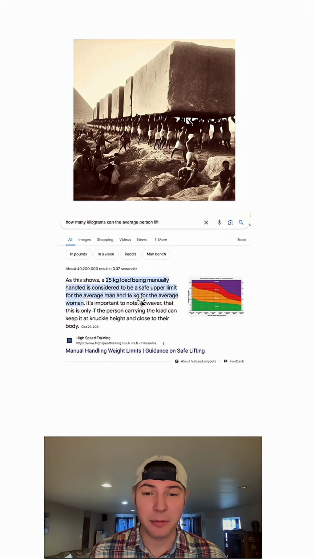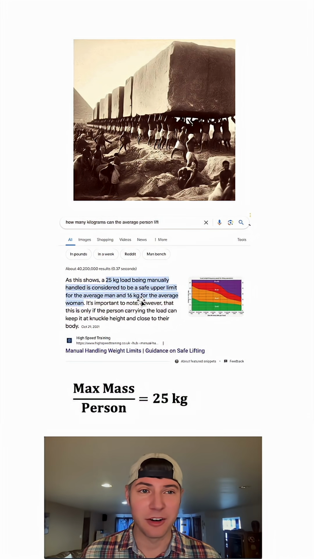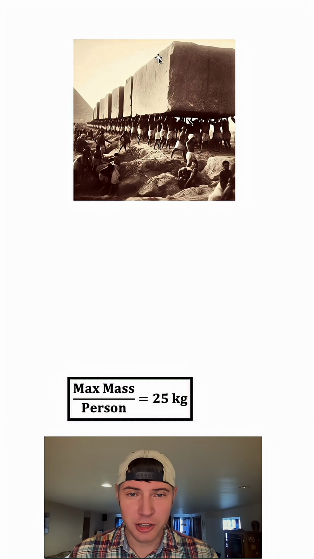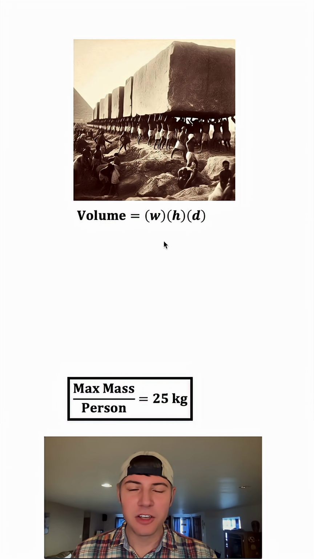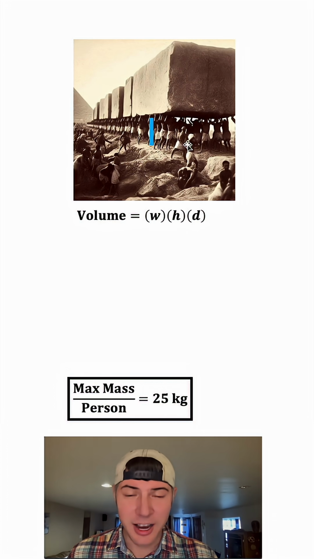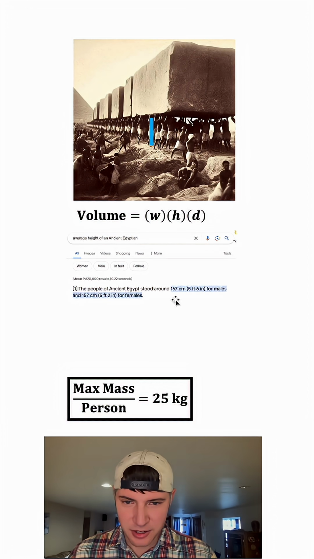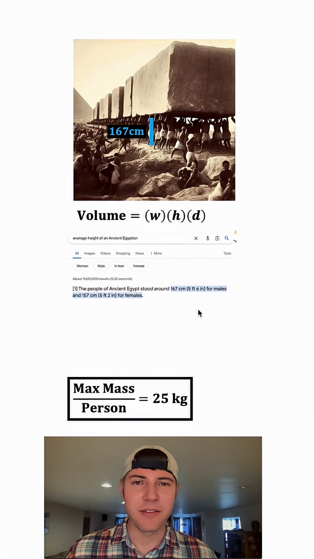It says here that the absolute maximum is 25 kilograms. And this looks important. Let's put a box around it. I want to focus on this large limestone block. To find its volume, we need to do the width times the height times the depth. Let's look at one of these guys down here and look up the average height of an ancient Egyptian. It says here the average height is 167 centimeters.